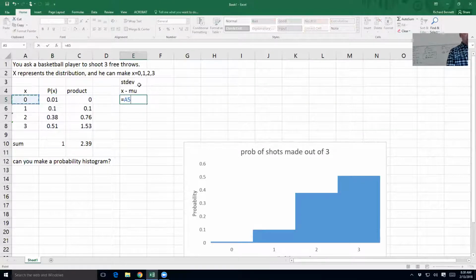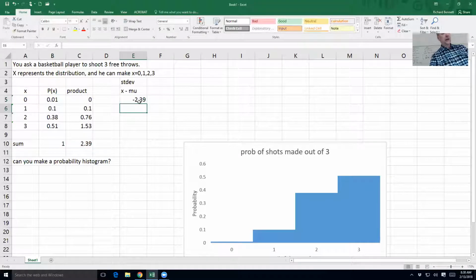0 minus 2.39. Okay, do I need to F4 any of those? Yes. Which one? The second one, the mu. So I get negative 2.39. I will copy that down, get all those.